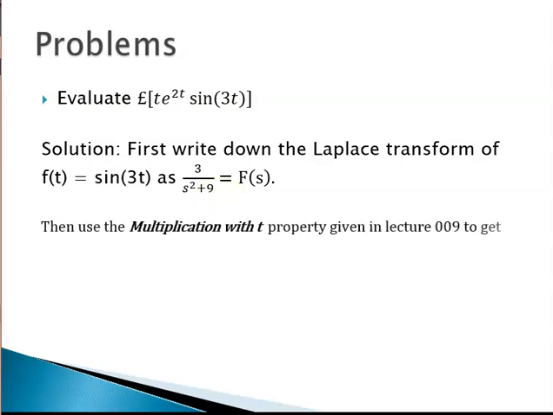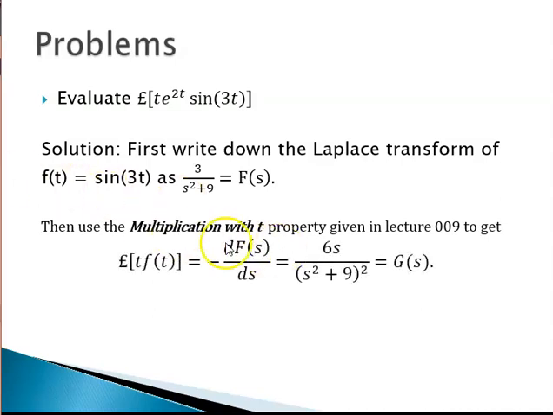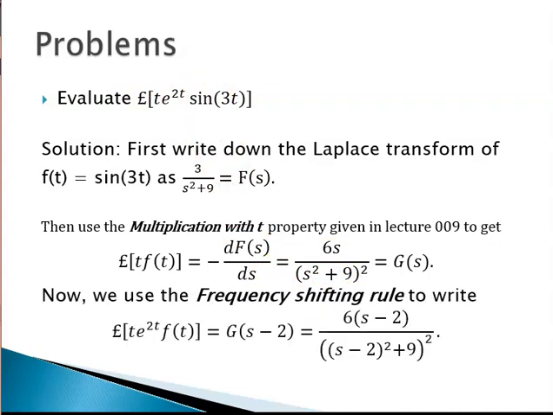Once we do that, there is the multiplication with t property given in video 9. That video says if you multiply any function with t, its Laplace transform can be derived by differentiating and putting a negative sign. So L of t, that is t times sine 3t, you can get it as given here, 6s by s square plus 9 whole square. Now we use the frequency shifting property, that is now we multiply by e power 2t and we see G of s minus 2 is this.